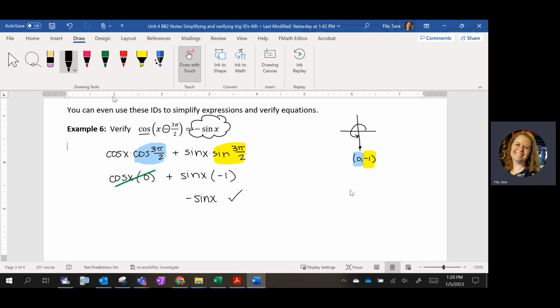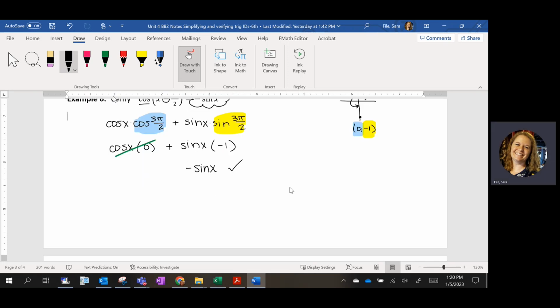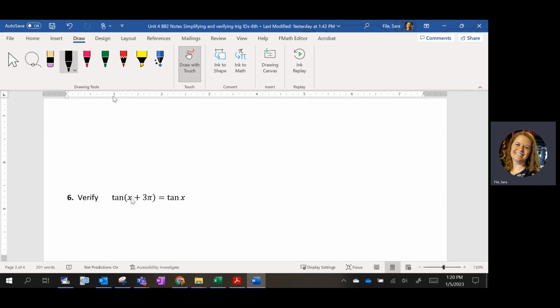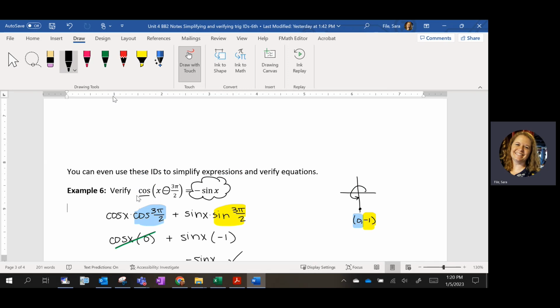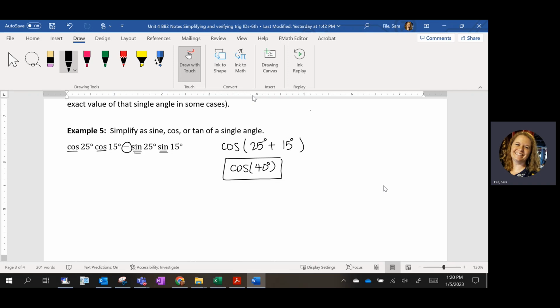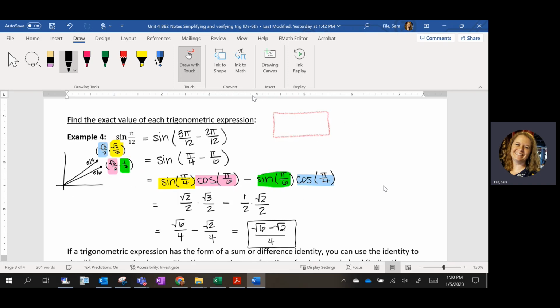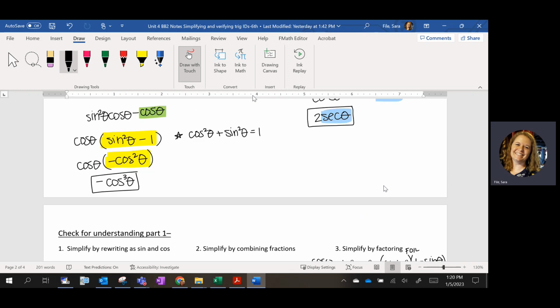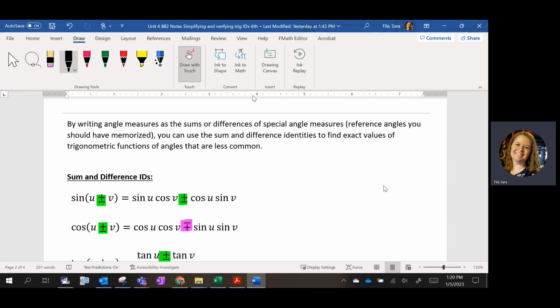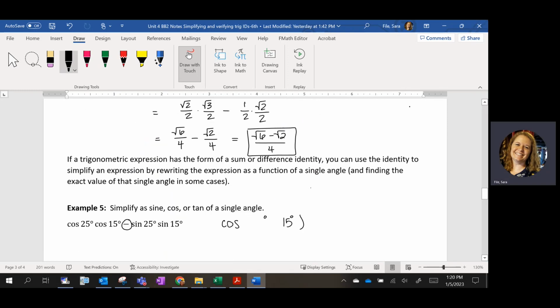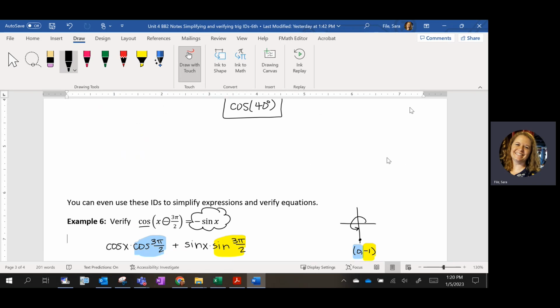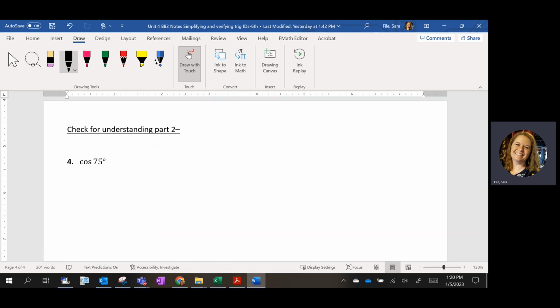Y'all okay about those? Okay, so there are 3 check for understandings that correlate to those examples that I want y'all to try today or tomorrow, and we can go over some questions for those. All right, so that's the end of part 2 of these notes, and we're going to jump ahead to the next page. I'm recording right now. I'm going to stop this video and I'll start a new video for the next part.